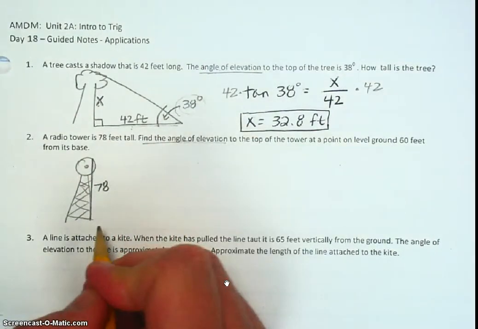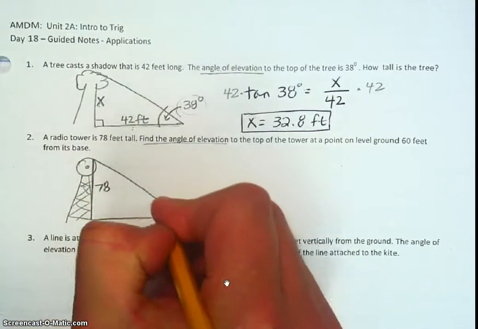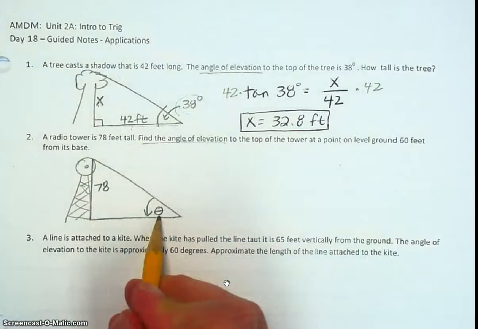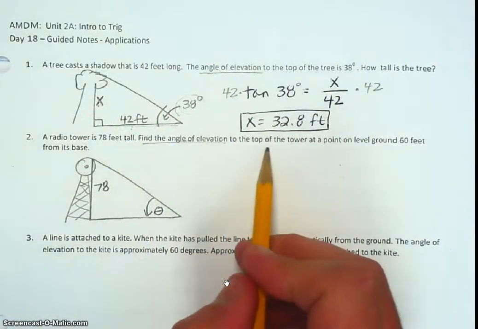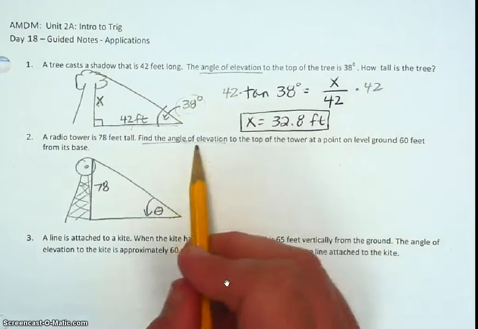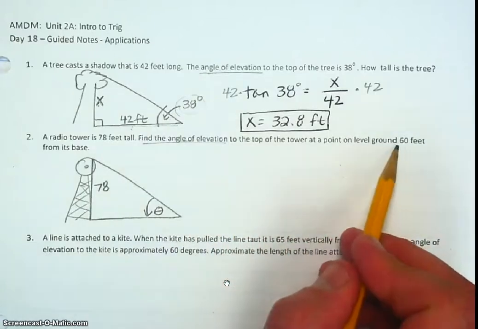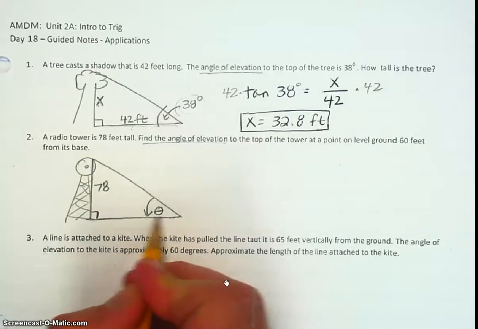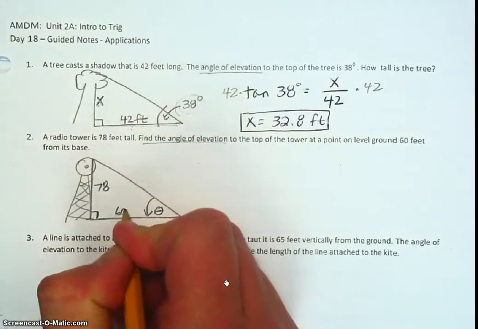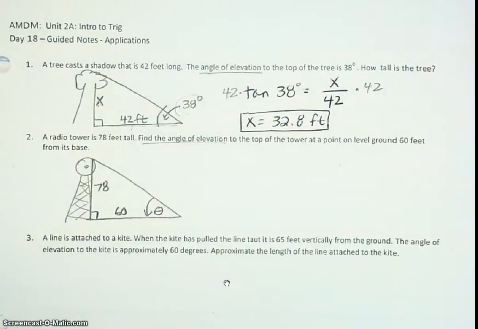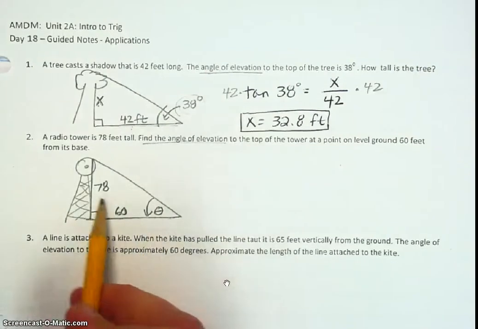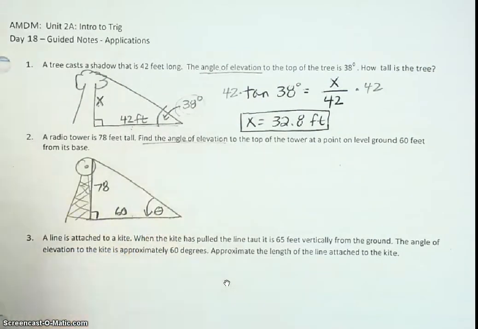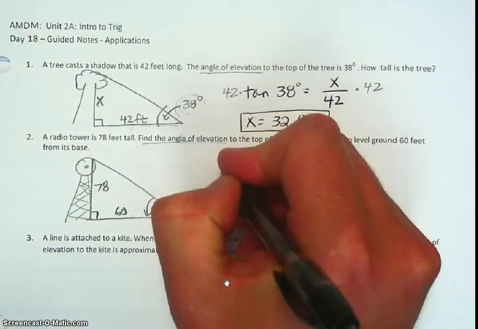Now the question says find the angle of elevation. So this time we don't know the angle of elevation, so I'm going to label that as theta. And here again I put it at the bottom of my triangle. It says find the angle of elevation to the top of the tower at a point on level ground 60 feet from its base. So here's the base at my right angle, and I've gone out 60 feet from that. So there's my 60 right there. Here again, we're dealing with the opposite side, which is 78, and the adjacent side, which is 60. So we're going to set this up still using tangent.